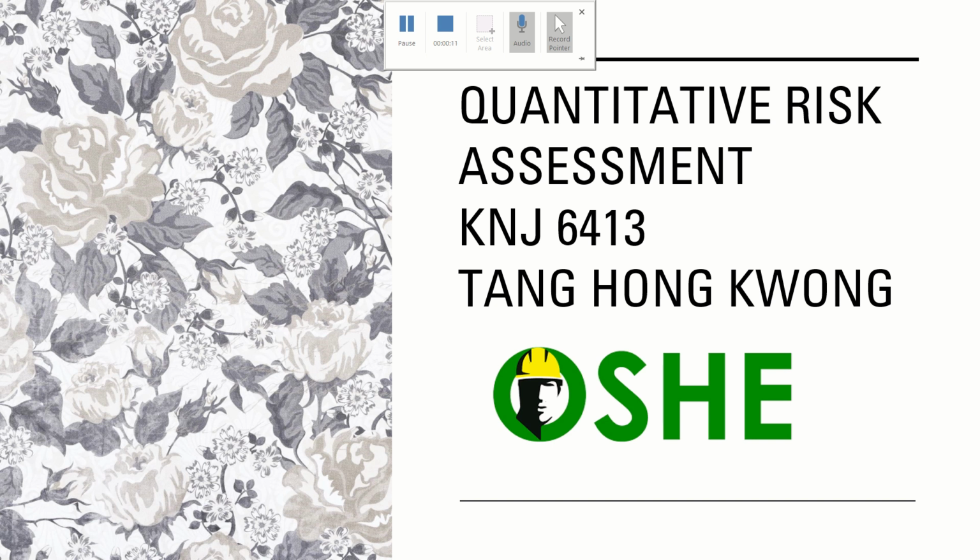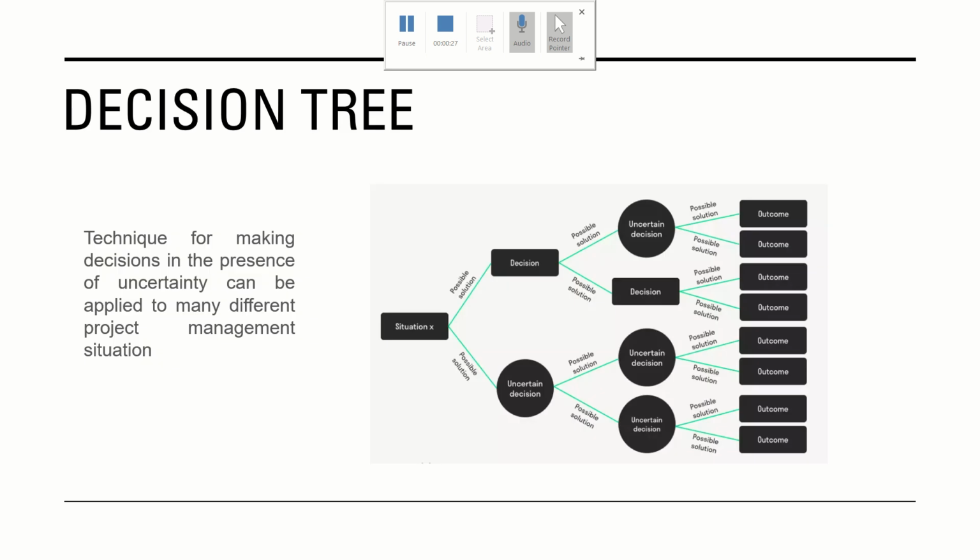In this assignment, in this task, we need to choose two techniques that are relevant to quantitative risk assessment. The first one that I choose is the decision tree. A decision tree is a technique for making decisions in the presence of uncertainty and can be applied to many different project management situations. What we can see from this picture is a possible solution, an uncertainty, a decision, and also the outcome.